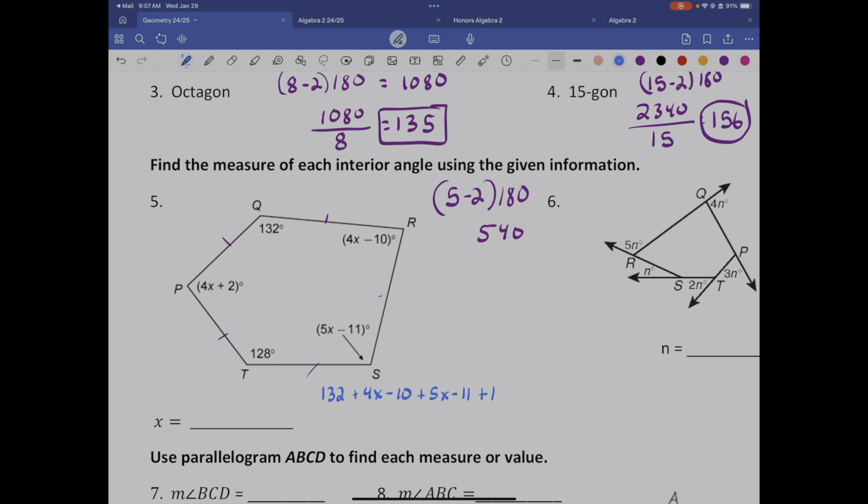And the last question asks us to find the measure of YKR. So that's this angle right here. In a rhombus, the diagonals are perpendicular, so that's going to be 90 degrees. And you're done.